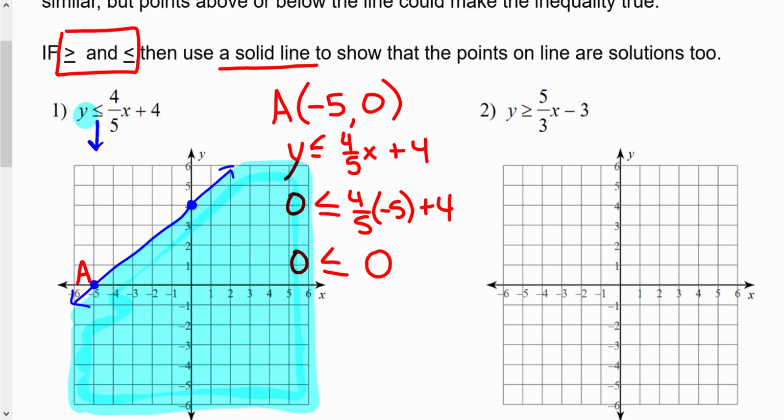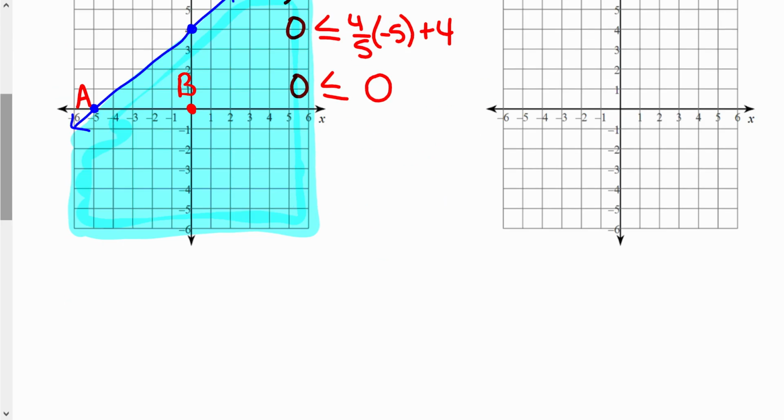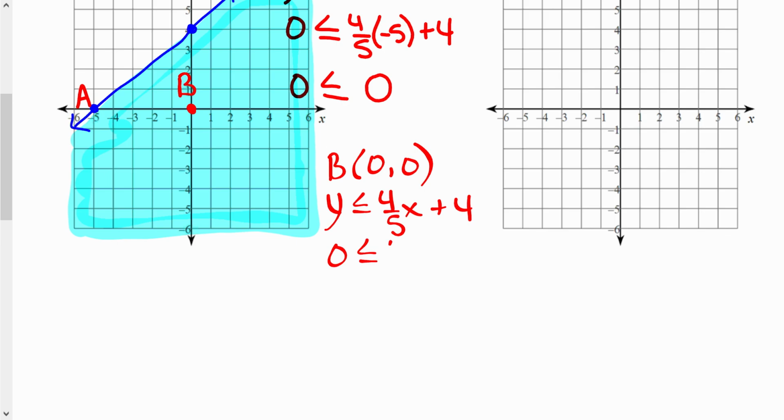Okay. Now, I need us to go back with our regular pencil, and I want us to put a dot right here at the origin, and we're going to call this point B. That is in our shaded range. That means if it's in our shaded range or it's on the line, it's going to make it true. So what is point B? Well, it's (0, 0). So let's plug in our x and our y values, and let's see if it makes it true.